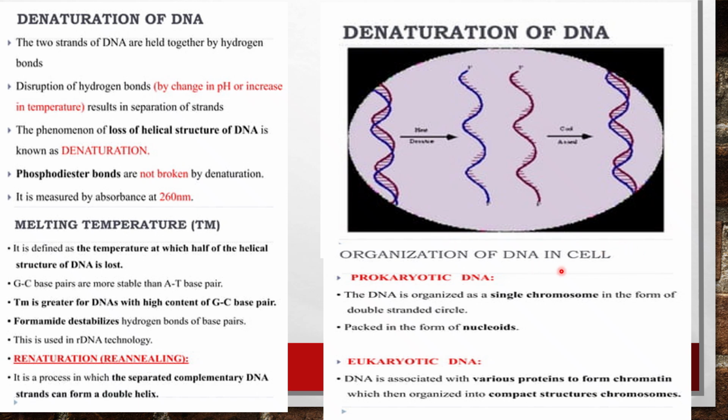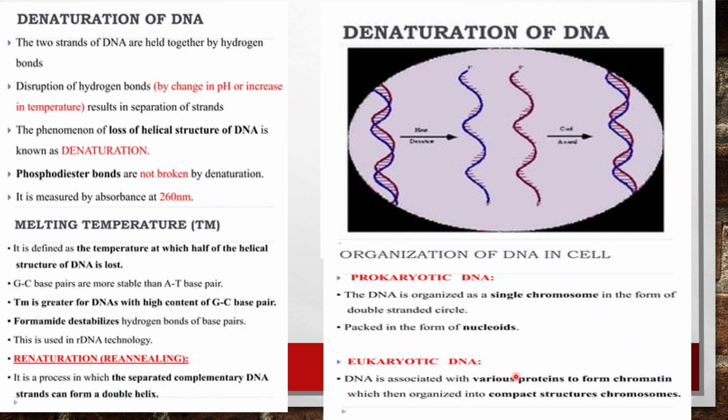In prokaryotic DNA, the DNA is organized as a single chromosome in the form of a double-stranded circle and packed in the form of a nucleoid. What do we call it? This is the circular structure. Circular DNA is known as nucleoid in the prokaryotic DNA.